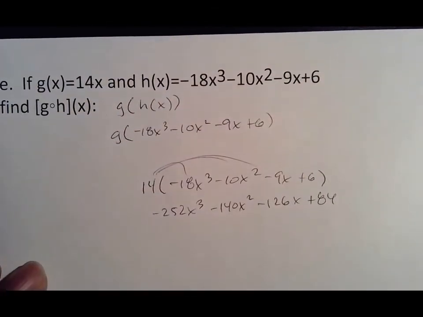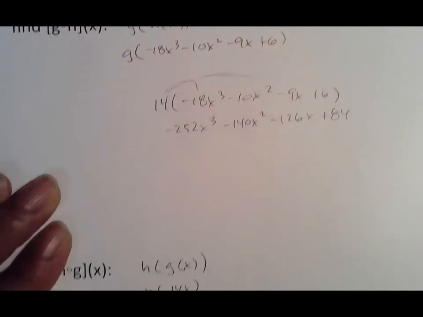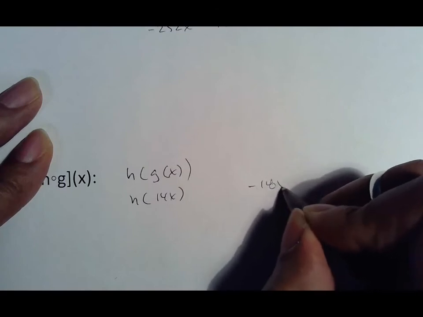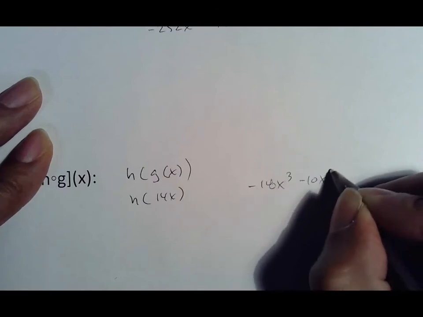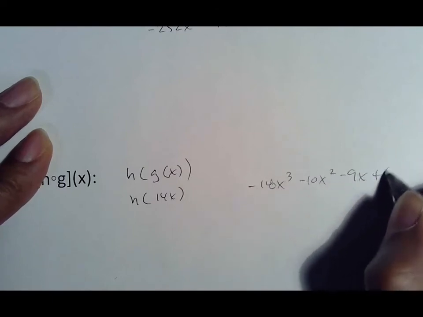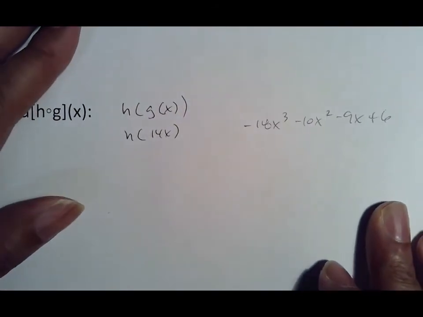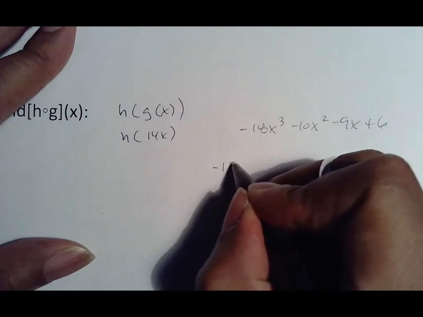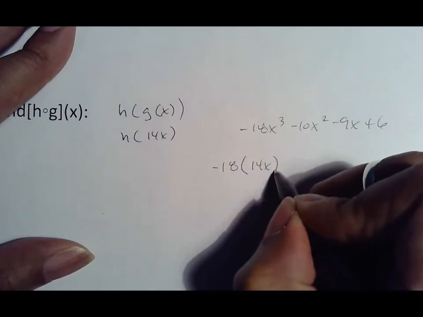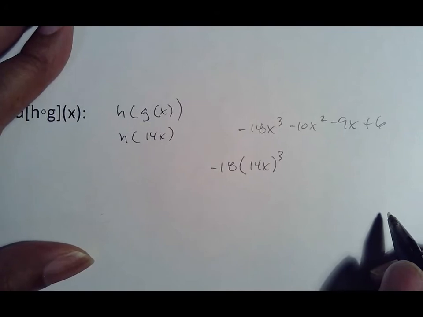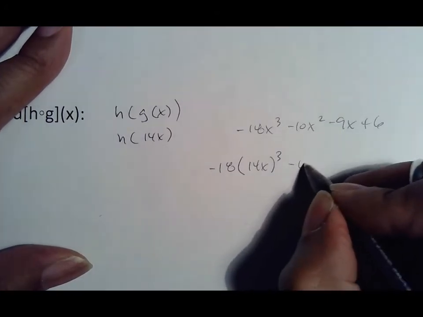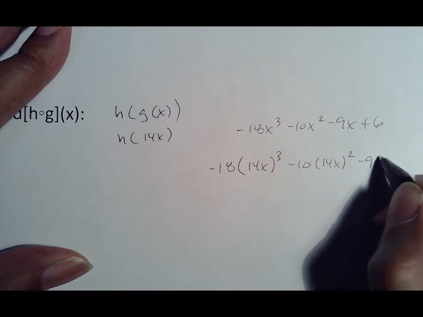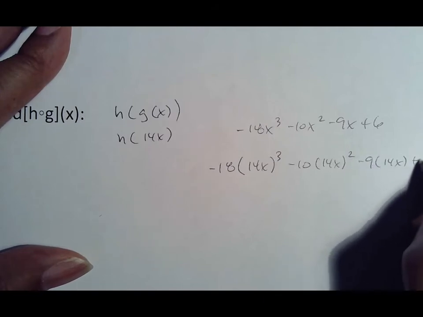And so remember that it goes in for every x, so what you end up with is, as it had, and I'll just write this here, negative 18x to the third minus 10x squared minus 9x plus 6. We can see it. You are literally taking each of these x's and putting 14x in there. So negative 18 times 14x to the third, and this is again where the challenge comes, minus 10 times 14x squared minus 9 times 14x plus 6.